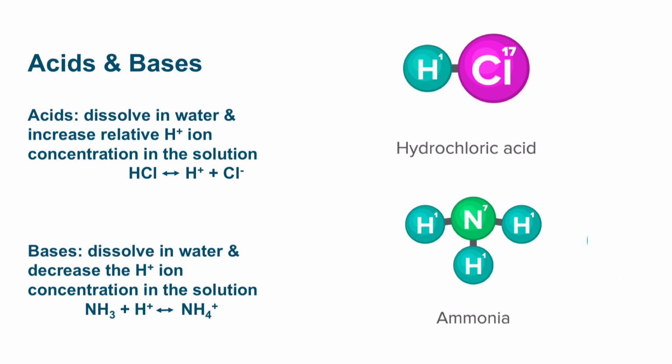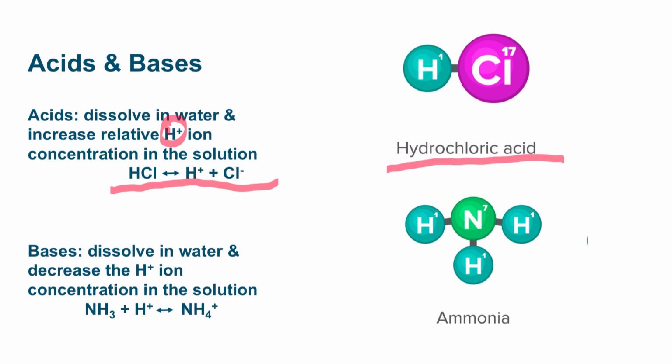So this brings us to acids and bases. Acids and bases are related to water because they dissolve in water, and an acid increases the relative hydrogen ion concentration. So this H+ is hydrogen ions. One example of this is hydrogen chloride dissolving into hydrogen and chloride ions. And so hydrochloric acid is another name for hydrogen chloride.